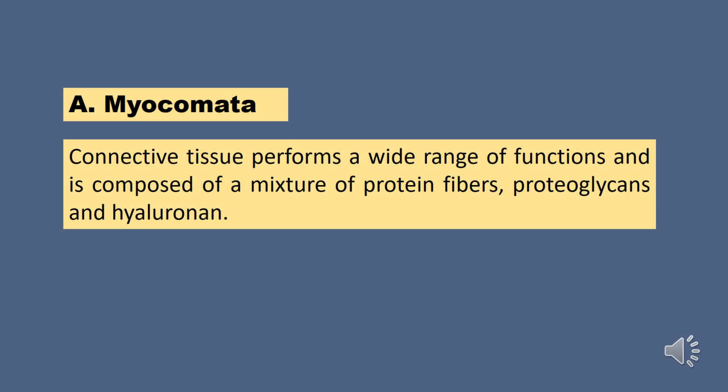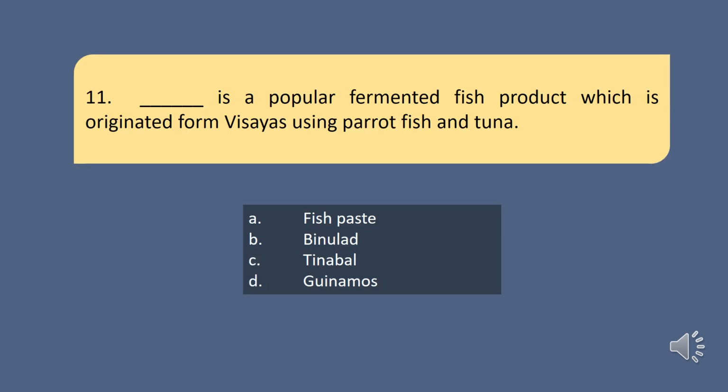Myocomata. Connective tissue performs a wide range of functions and is composed of a mixture of protein fibers, proteoglycans and hyaluronan. 11. Blank is a popular fermented fish product which originated from Visayas using parrotfish and tuna.